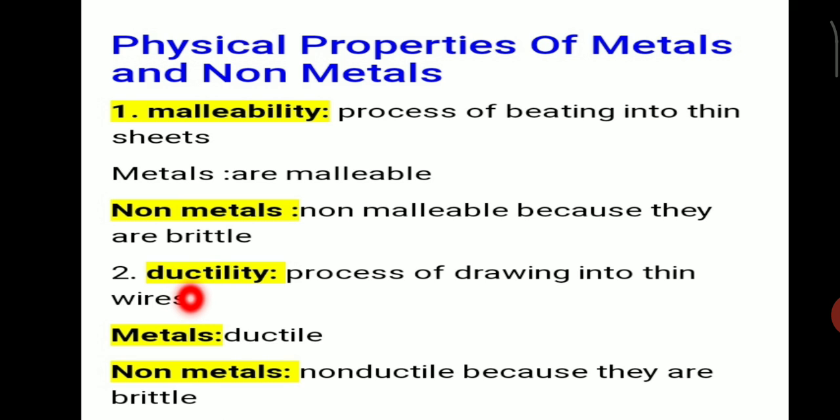The second property is ductility. What do you mean by ductility? The process of drawing into thin wires. So metals can be drawn into thin wires. That means they are ductile in nature. What about non-metals? They are not ductile because they are brittle. When they are beaten, drawn into thin wire or stretched, they will break. That is, they are brittle in nature.